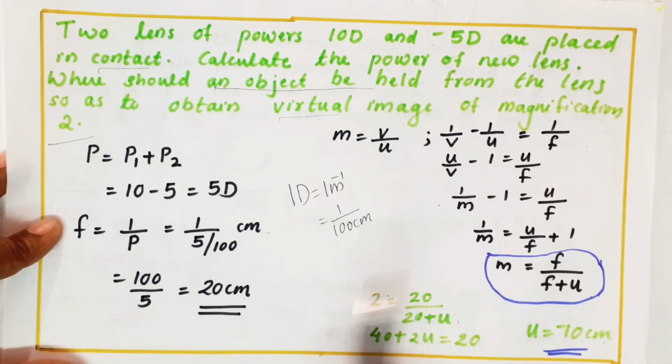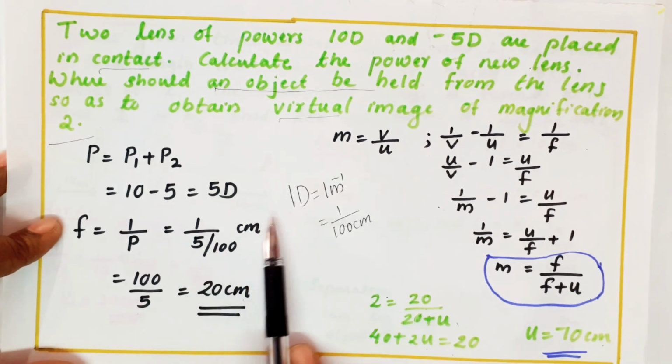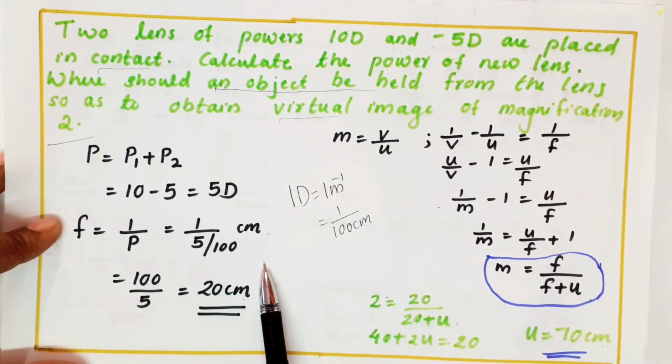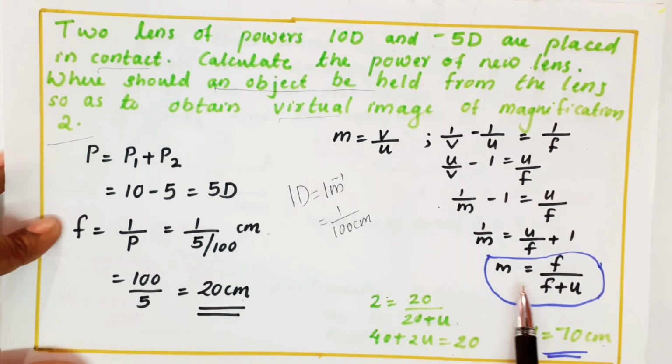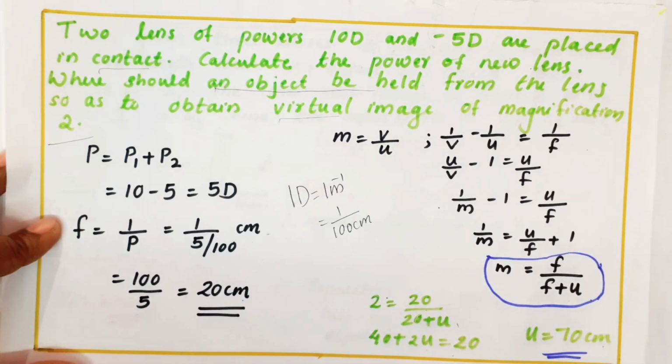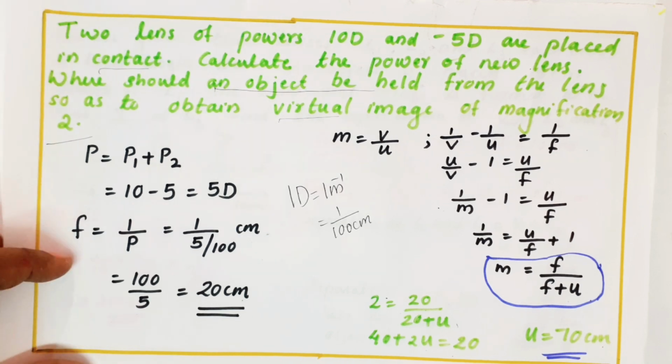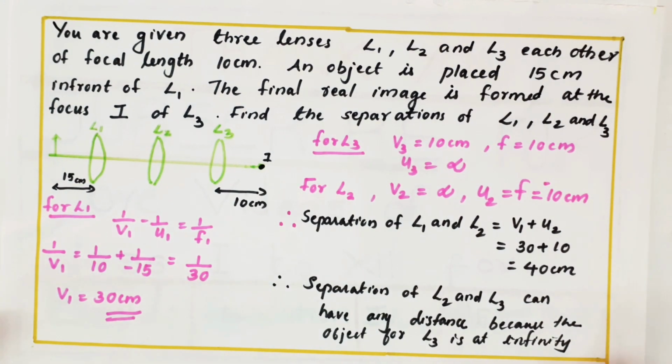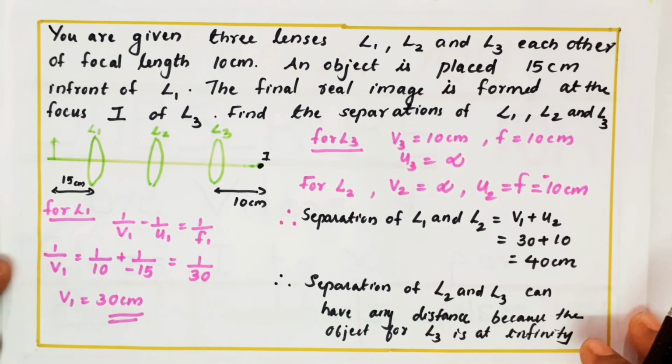So I need you to focus on two things from here. One is how we are converting diopter to centimeter. Another one is magnification in terms of f and u. Then virtual image means magnification is positive and real image means magnification is negative. Okay, sign convention also.